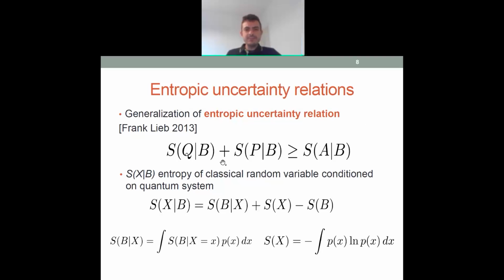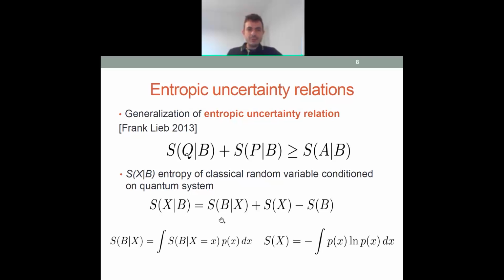So here we have a bosonic system A conditioning quantum system B, and we consider the sum of the entropies of the position and the momentum of the system conditioned on B, and Frank and Lieb proved that the sum is larger or equal than the entropy of the system A conditioned on B. So this is an entropic uncertainty relation because it provides a lower bound to a sum of entropies of the output of measurements performed on the system, in this case, position and momentum.